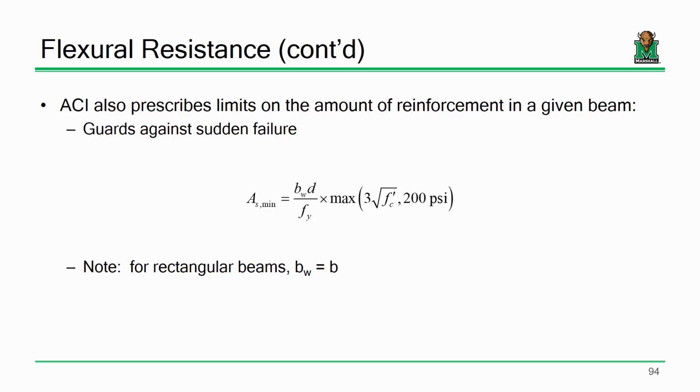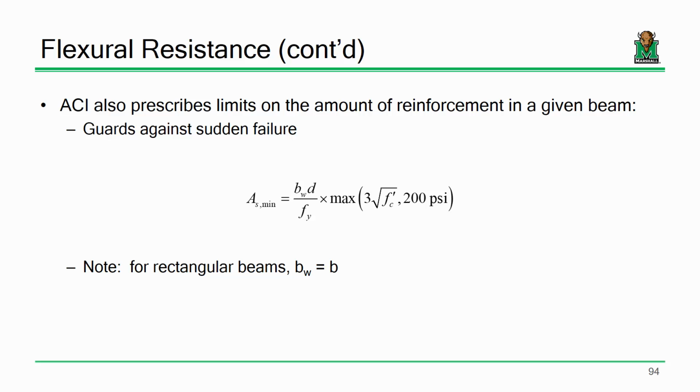All right, a couple other things. ACI also has a limit on the amount of reinforcement that you can put in a beam. You can do the math, and the math could state that you only need half a square inch of steel. But you check this limit, and the ACI limit says you need 2 square inches of steel. Well, you're putting in 2 square inches of steel in order to satisfy the ACI minimum.